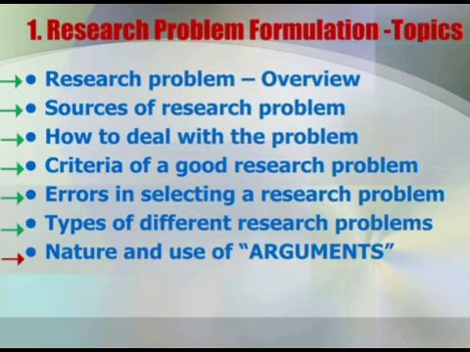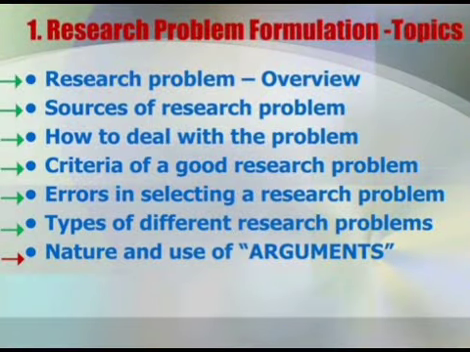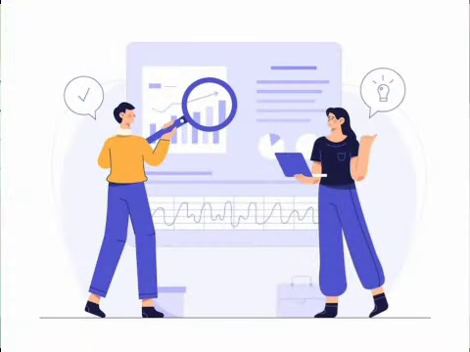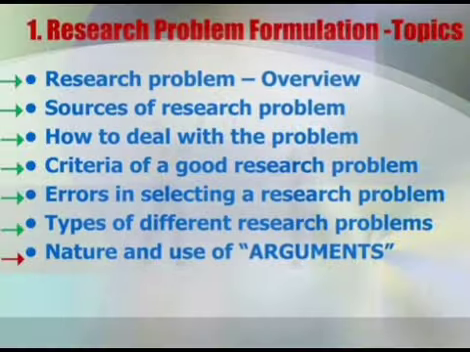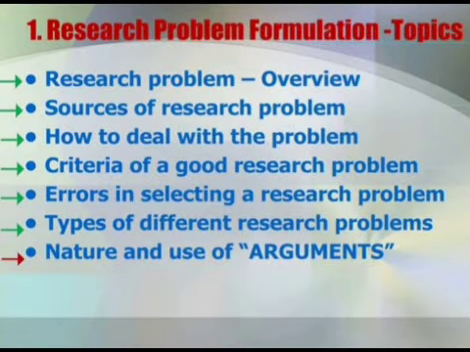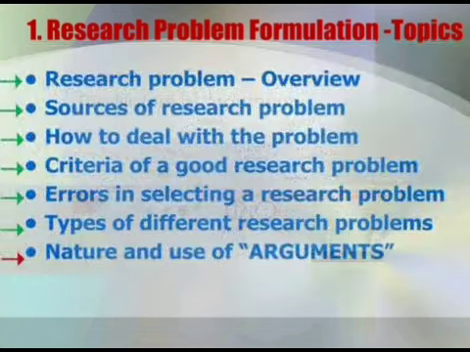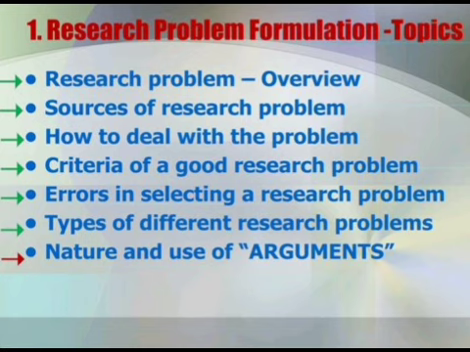This slide explains the topics covered under research problem formulation. First, we study the overview of a research problem and understand its meaning. Then we learn about the different sources from which research problems can arise. Next, we understand how to deal with research problems effectively and what criteria make a research problem good and meaningful. The slide also explains common errors made while selecting research problems. Finally, it introduces the different types of research problems and the nature and use of arguments in research. These topics help researchers think clearly and choose suitable problems for study.